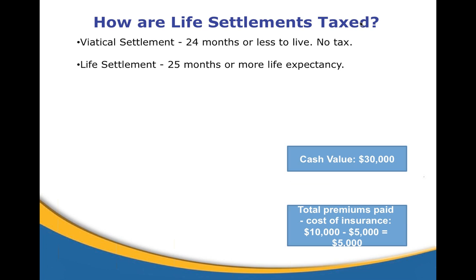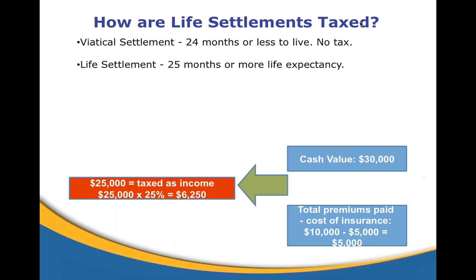So you take the $30,000 of cash value minus the premiums paid, and then you have to subtract out the cost of insurance because you can't deduct that. So you end up having a $25,000 sum that is taxable as income. So 25% of $25,000 is $6,250.